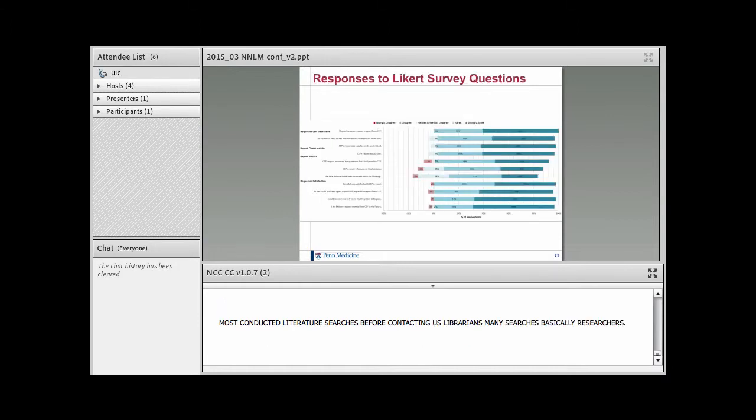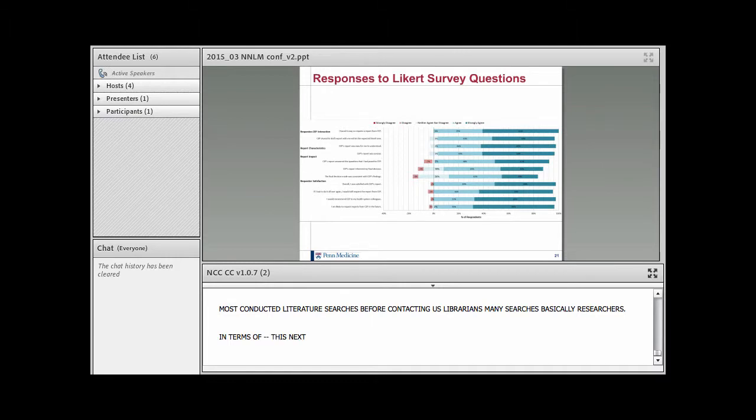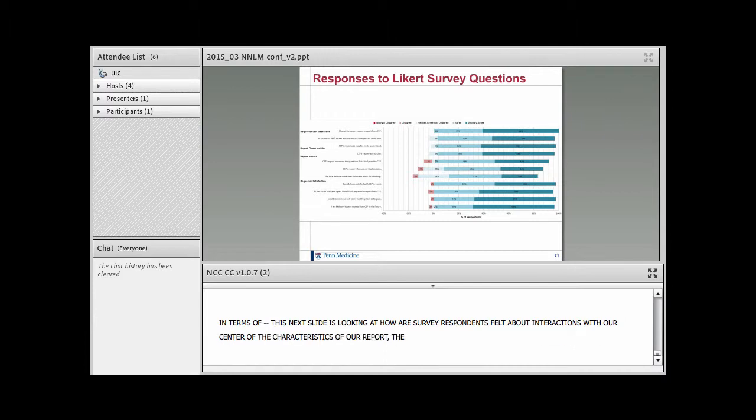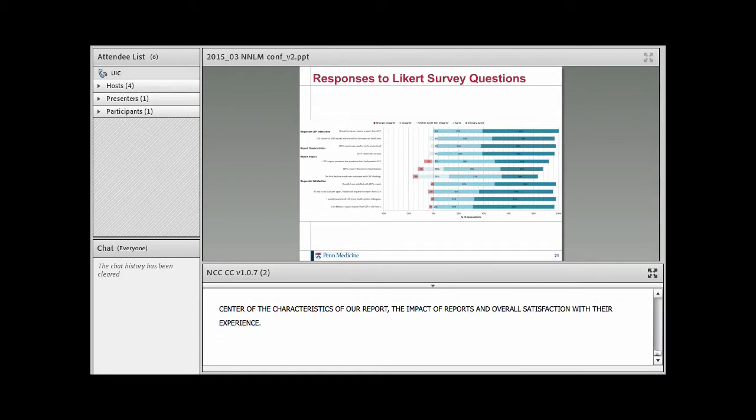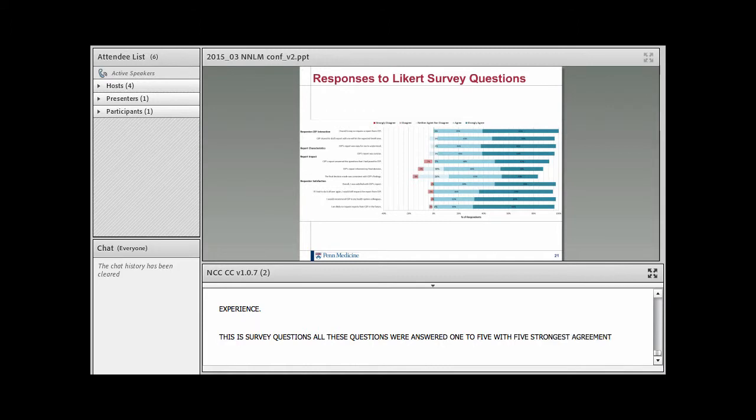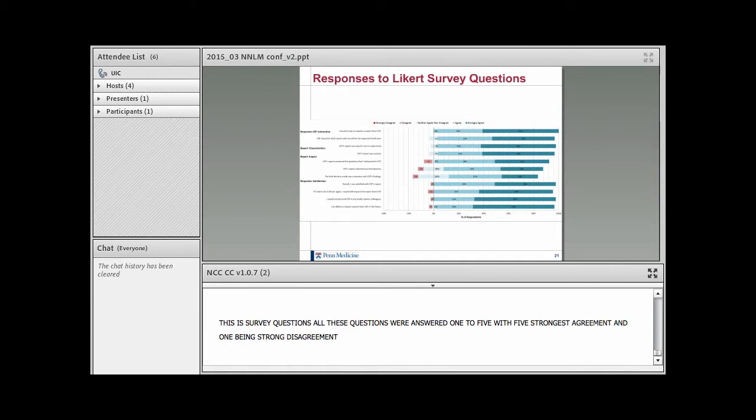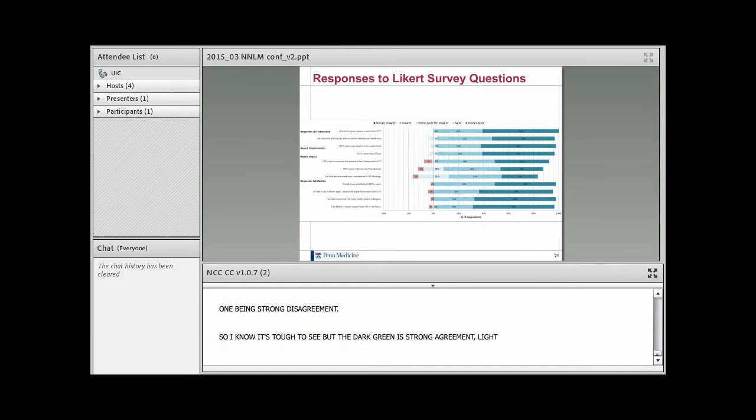So this next slide is looking at how our survey respondents felt about interactions with our center, the characteristics of our report, the impact of our reports, and their overall satisfaction with their experience. And these are Likert survey questions. All these questions were answered on a scale of 1 to 5, with 5 being the strongest agreement and 1 being strong disagreement. I know it's a little tough to see, but the dark green is strong agreement, light green is agreement, the color that you can't see is neither agree nor disagree, and the pink and the red are disagreeing or strongly disagreeing.